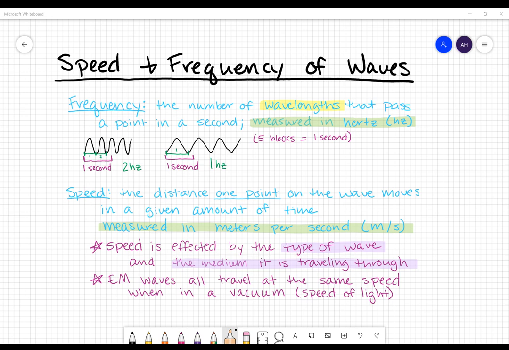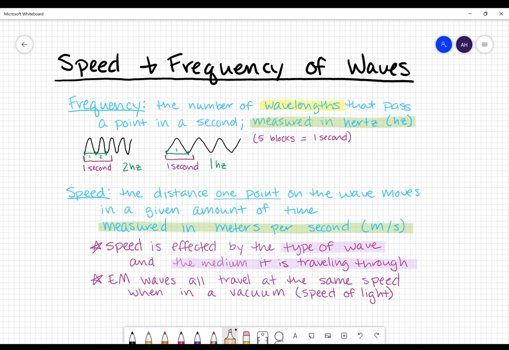All right, guys, this video is going to talk to you a little bit about the speed and frequency of waves. So the frequency of a wave is the number of wavelengths that pass a point in a given second. This is measured in hertz. So our unit for frequency is hertz, and it's marked by the little H and Z that you see on your screen right there.